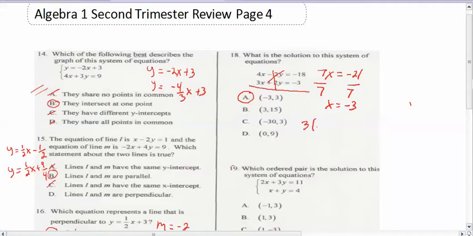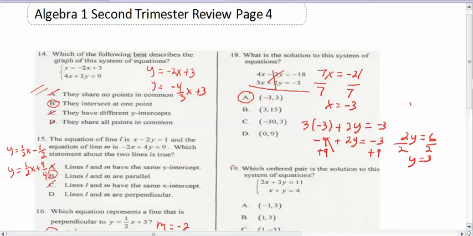I'm going to go 3 times -3 plus 2y is equal to -3. So I have -9 plus 2y is equal to -3. I'm going to add 9 to both sides. So I have 2y is equal to 6. Divide by 2, divide by 2. My y is equal to +3. And that's it.